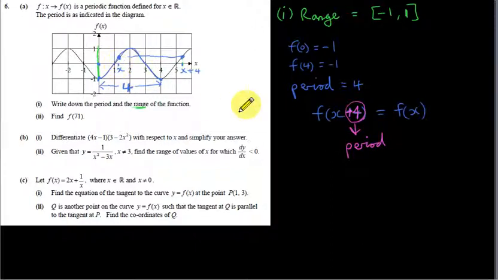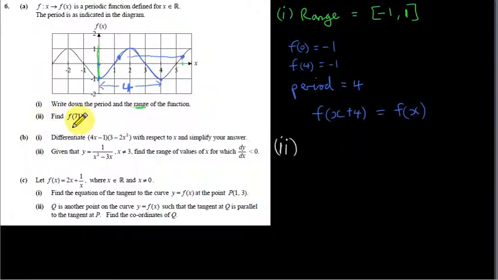So, for example, if x is, as shown here, say this value of x is about 1.3, then we would see that f of 1.3 plus 4, which is 5.3, equals f of 1.3. So say this value here is 1.3, then we add 4 onto it. 1.3 plus 4 is 5.3. And if we calculate f of 1.3, we get the same answer as if we calculated f of 5.3.